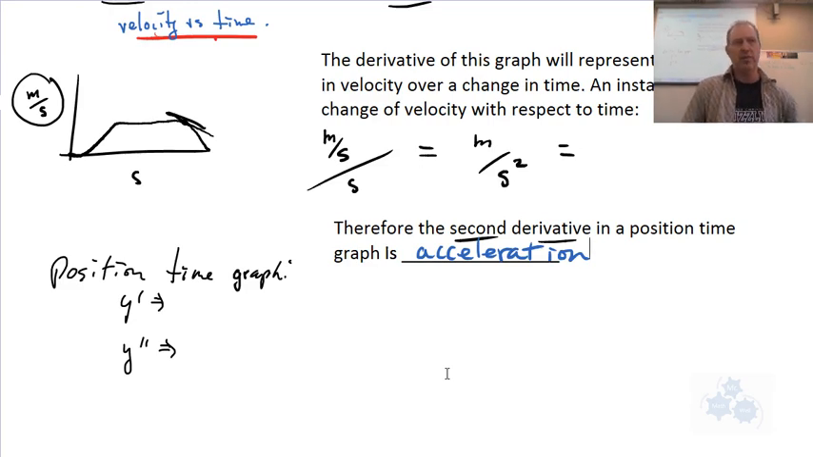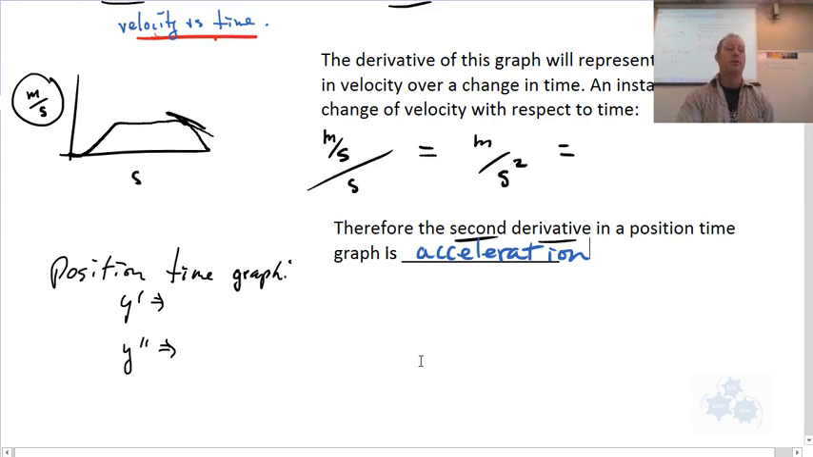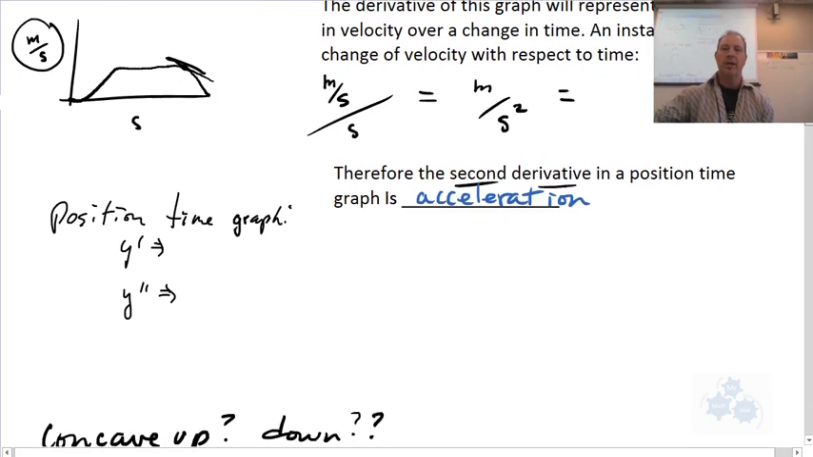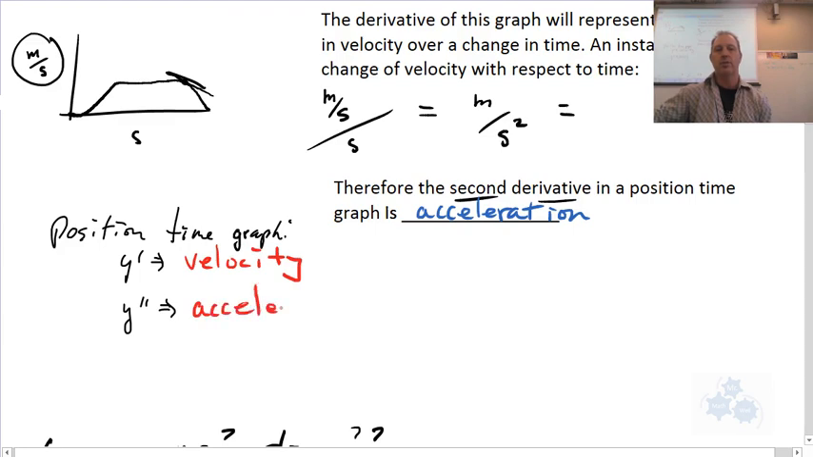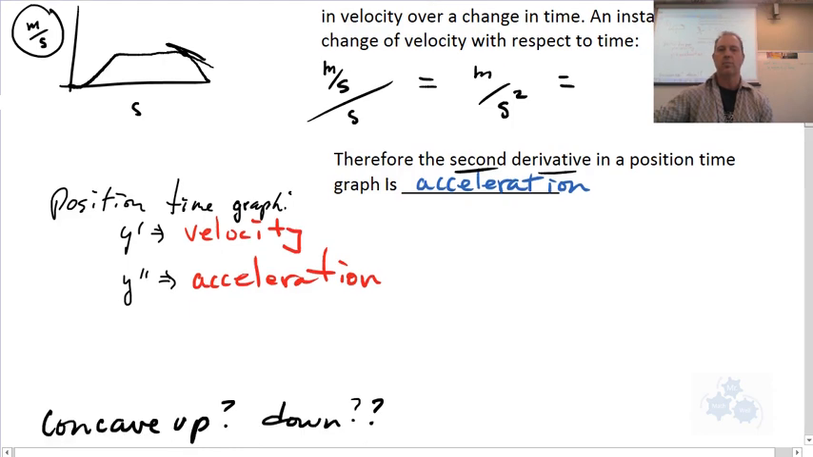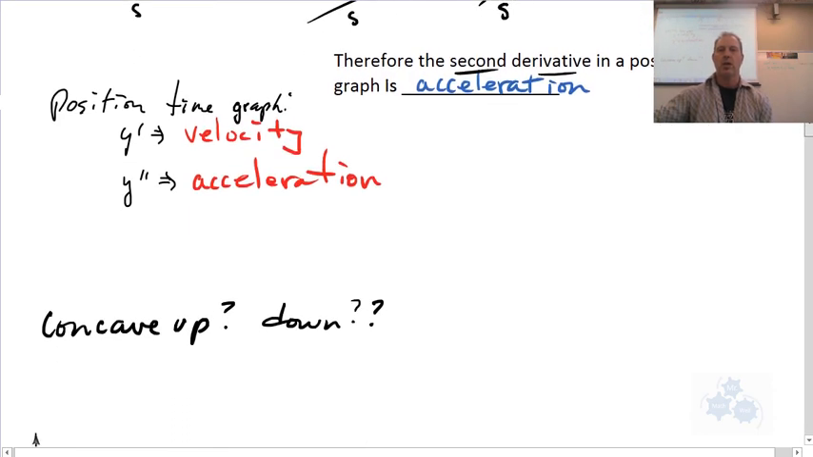We aren't going to study all of the different applications, just because of time for one. But please feel free to look through Chapter 3 and look at what else the derivative and the second derivative can tell us about other applications. But you want to remember here that the first derivative for position time is velocity, and the second derivative is acceleration. And that's what we're going to primarily deal with in these sections. Okay? Any questions there?